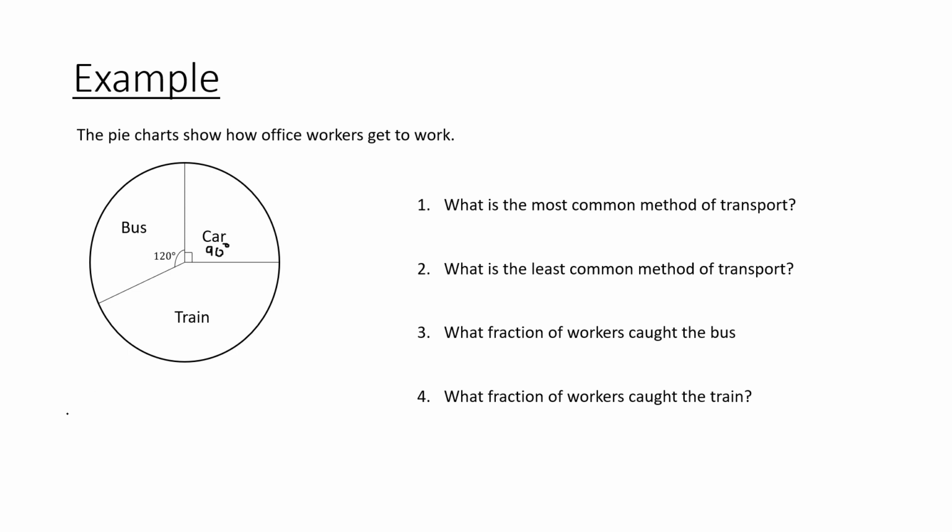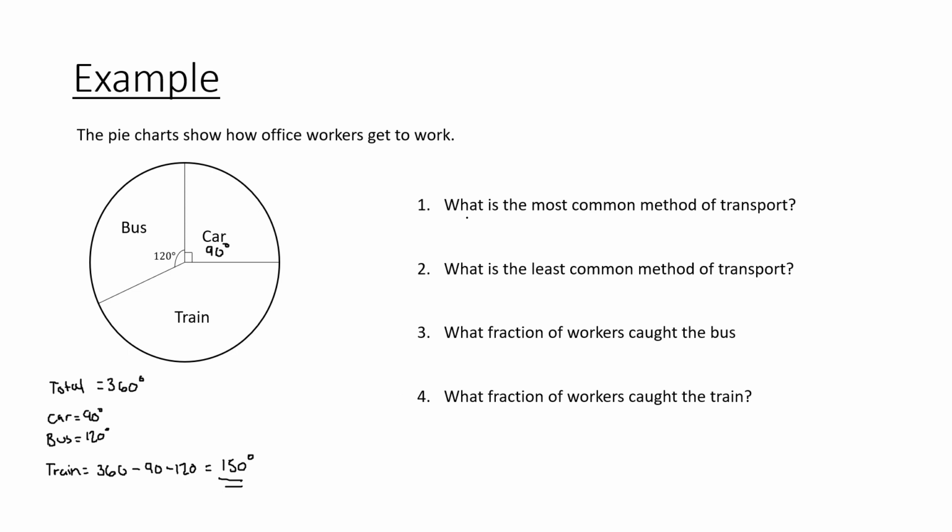Bus, it tells me, and we know that the total in terms of degrees is 360. And it tells us two of them. So we know that car is equal to 90 degrees, and we know that the bus is equal to 120 degrees. So in order to find out what train is in terms of degrees, we have to do 360 take away our two values that are already given to us, so 90 and 120, and we'll end up with train having an angle of 150 degrees. We might need this later, so just keep that on there.